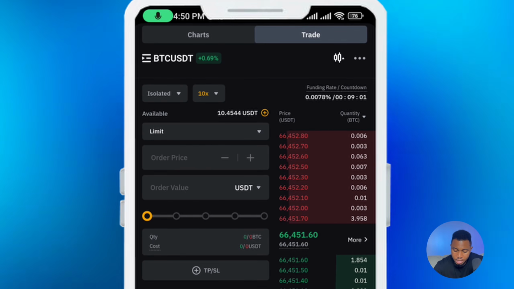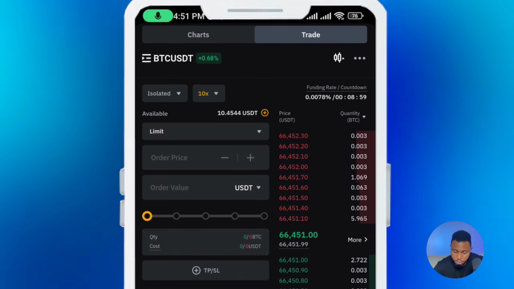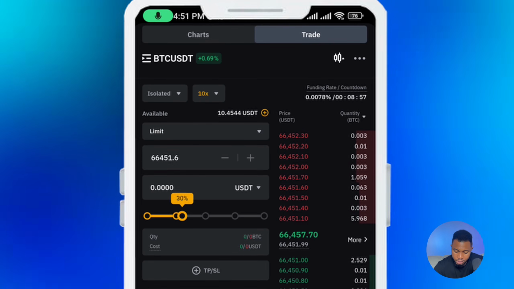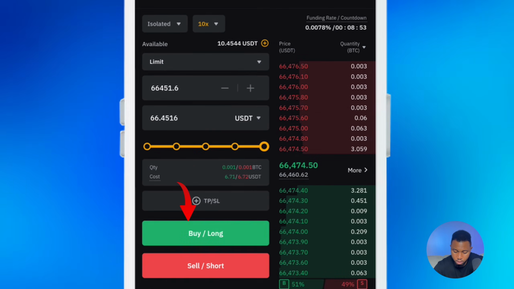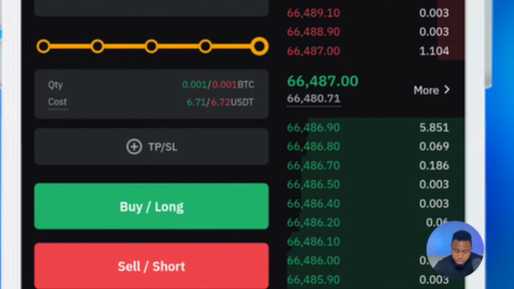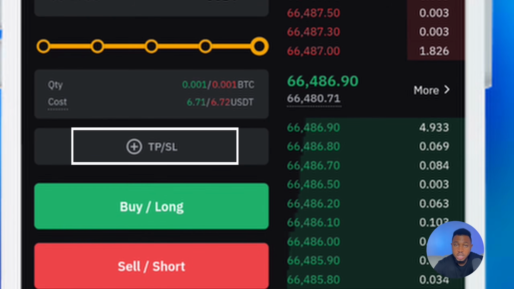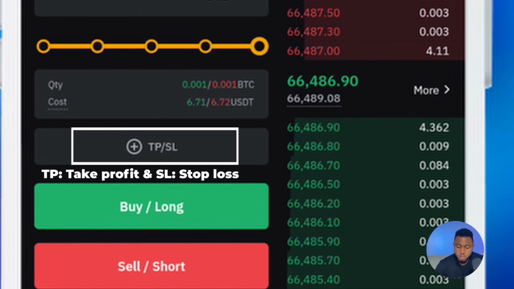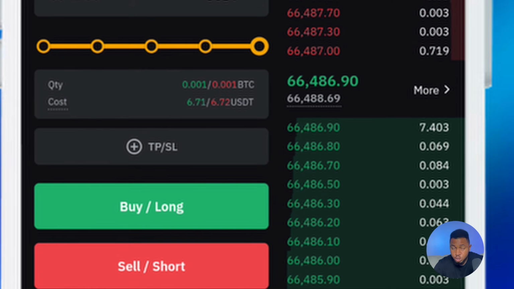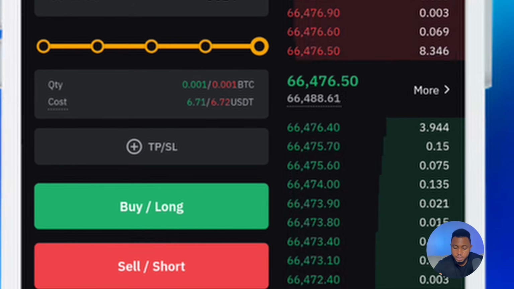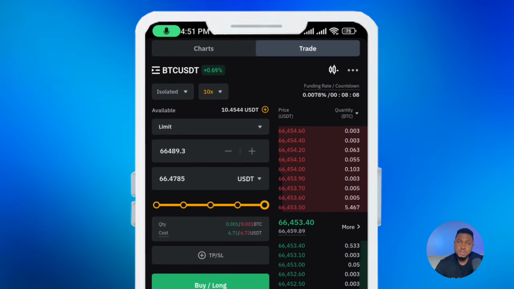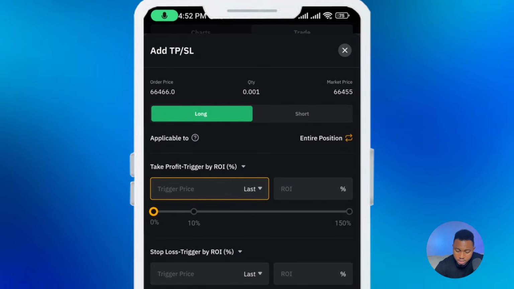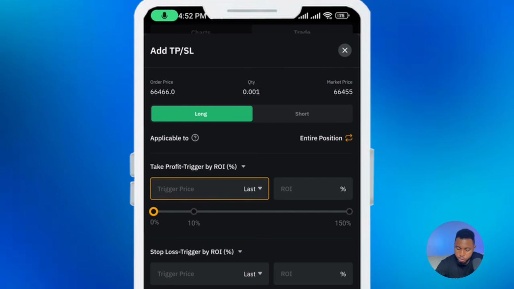Right, so next let's enter this market using limit. I'm going to click on this, and let's say I want to enter, I'll just click on 100%. I want to enter a long, I'll click on buy. Below here you can see what is written TP/SL. Now this stands for take profit and stop loss. So there are two ways to set your take profit and stop loss: before you enter the trade or even after the trade has been triggered. So this is the take profit and stop loss section. Let's start with stop loss.